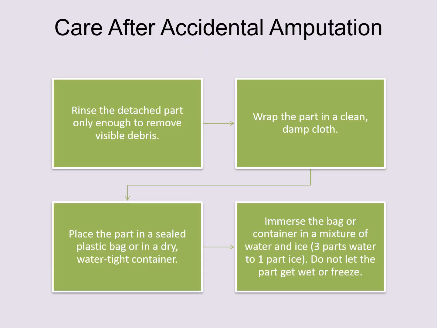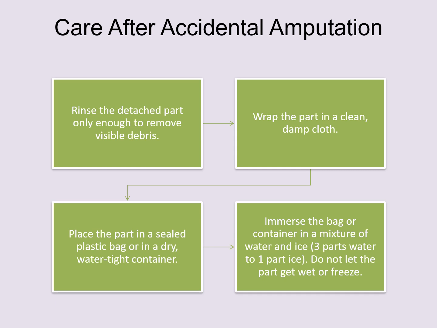So if by chance you have an accidental amputation, this is what you need to do. You need to rinse the detached part only enough to remove visible debris. Not time to clean the kitchen, not time to scrub the toilet. You want to just rinse off if there's big leaves or something, get those things off because you don't want things laying on the tissue. Wrap the part in a clean, damp cloth, damp being the key word. We don't need things to dry out. It won't reattach if they can. Place the part in a sealed plastic bag or in a dry, watertight container. So we want to seal it off so air's not getting to it. We're trying to protect this.